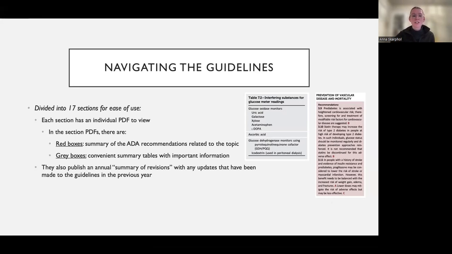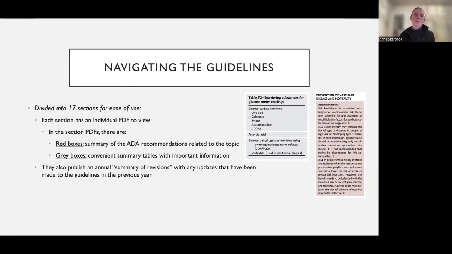And then there are also nice gray tables, and those provide convenient summaries of important information. Those are really nice if you think, oh, I remember reading this in the guidelines, I know that was summarized in a nice table. It's easy to go back and find them. They're in those nice gray boxes.